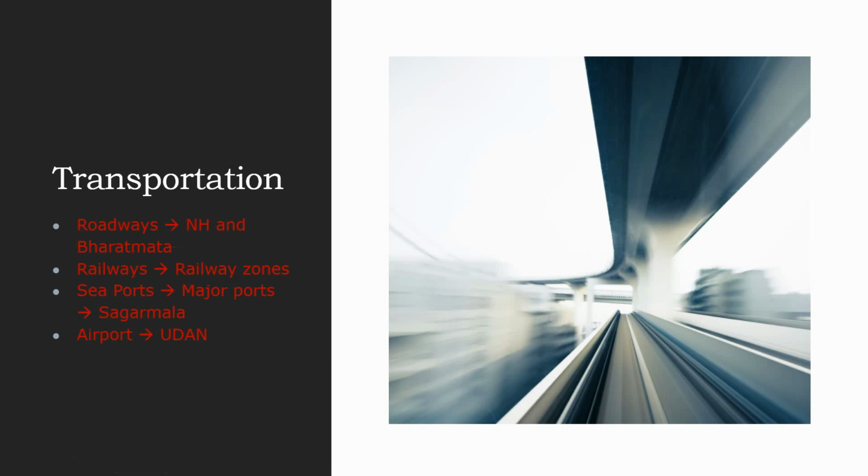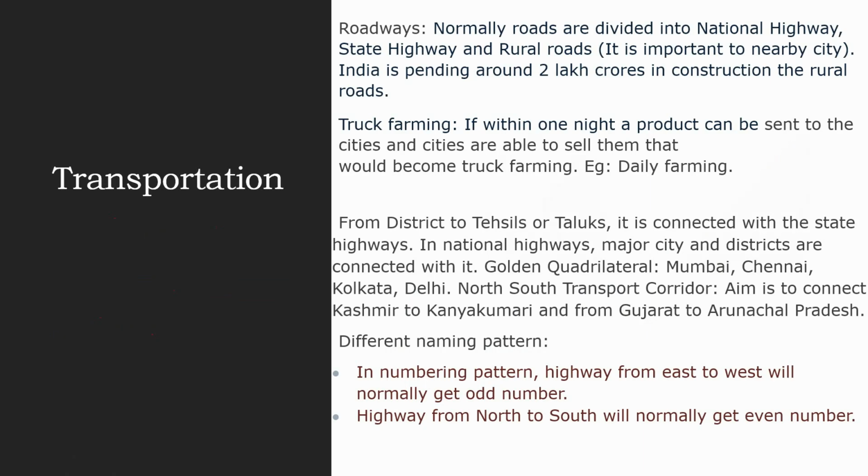And railways, the railways is divided into railway zones. And seaports, there are major seaports and minor seaports, and for major seaports we have the Sagarmala project by the central government of India. And for airports we are moving towards UDAN, Ude Desh Ka Aam Nagrik. Okay, so these are the projects related to transportation, and these are important with the human geography concept. So we will see what these things are.